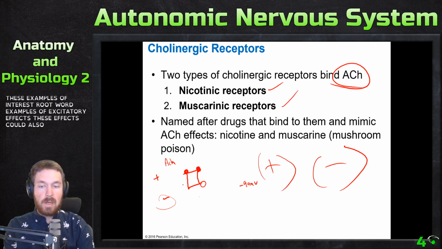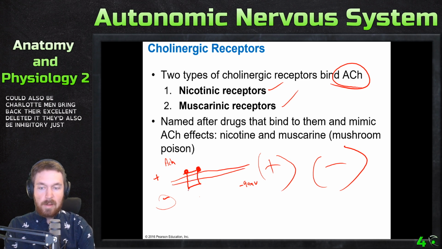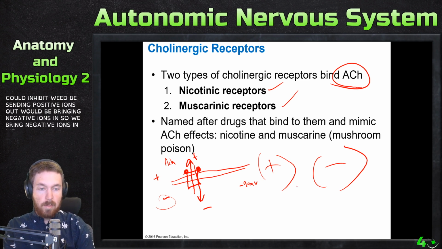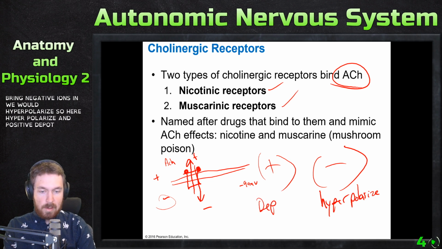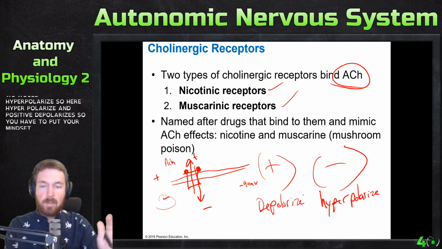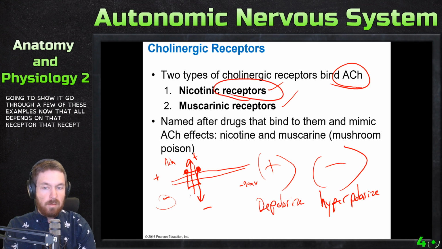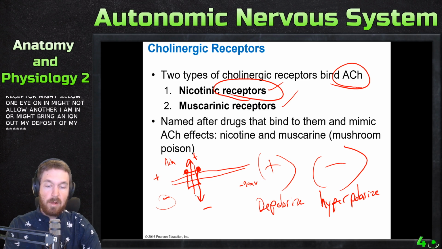Now, all the examples I just drew were examples of excitatory effects. These effects could also be inhibitory. So think of anything that could inhibit: we'd be sending positive ions out, or bringing negative ions in. If we bring negative ions in, we would hyperpolarize. So negative hyperpolarizes, and positive depolarizes. You have to put your mindset on thinking about the charge difference that can happen when you bind these receptors. We're going to go through a few of these examples now, and it all depends on that receptor. That receptor might allow one ion in, might not allow another ion in, or might bring an ion out. Might be positive, might be negative. So that's all it depends on.